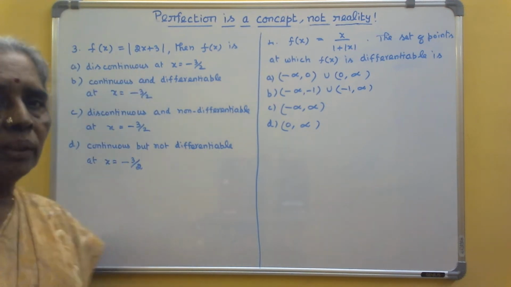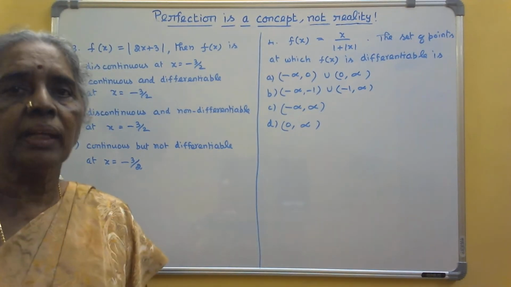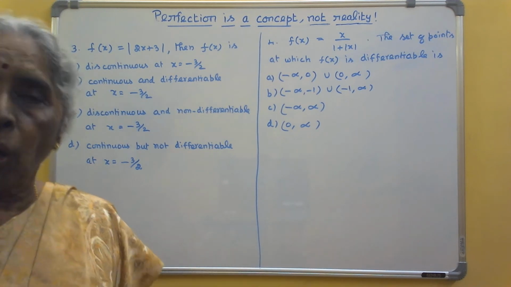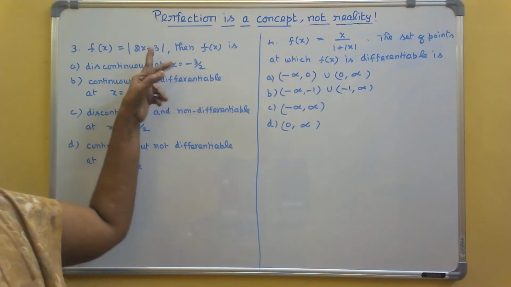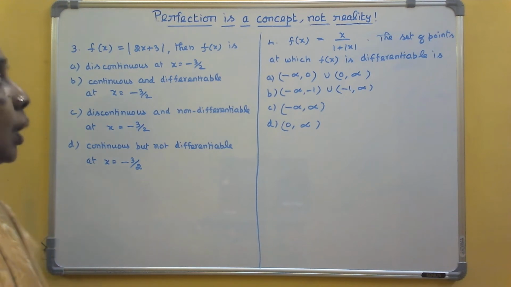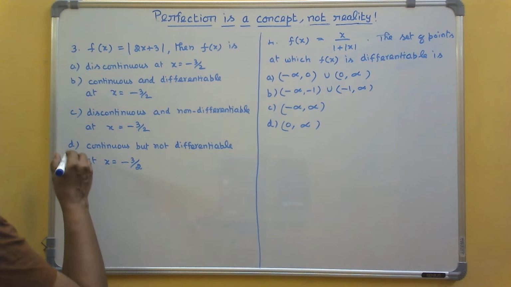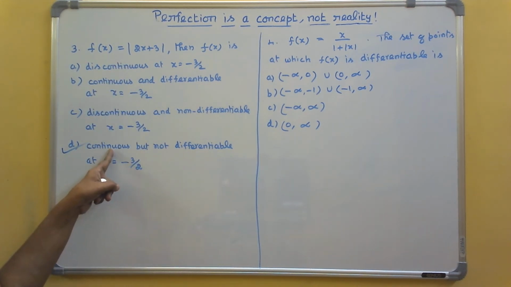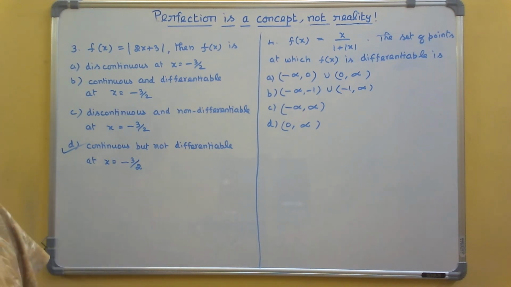First, a modulus function is continuous everywhere, correct? Then a modulus function is not differentiable at the point where it takes a sharp turn. How will we find that? We will equate what is inside to 0. When you equate 2x + 3 = 0, 2x is -3 and x becomes -3/2. So it is not differentiable at x = -3/2. So now let us tick option D, continuous but not differentiable at x = -3/2. Is it clear?